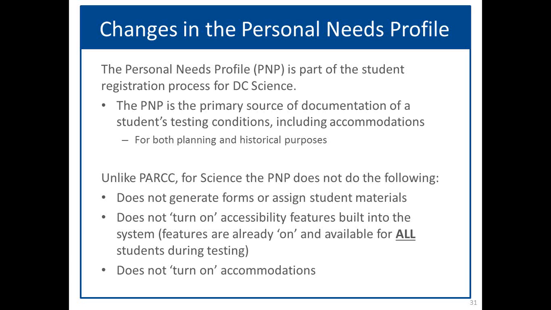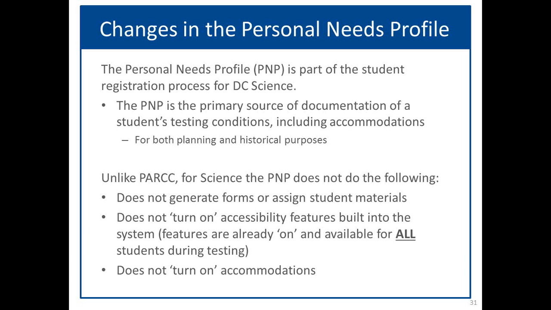For those of you who were involved in administering DC CAS, we know that accommodations were bubbled on the back of the test booklet at the end of test administration. That was the record of what accommodations a student received. The Personal Needs Profile is serving that purpose for DC Science. It's letting us know the accommodations that a student has received.